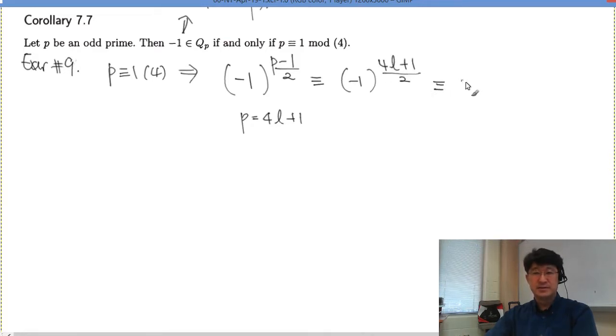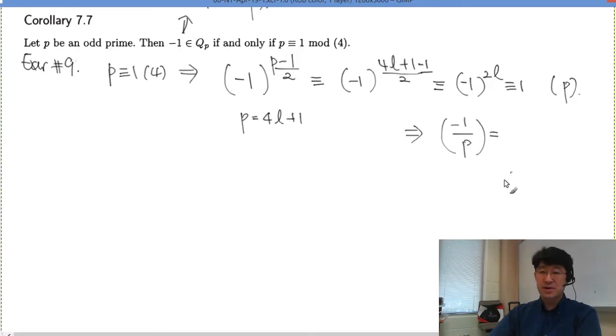I see. No. Sweet. All right. So, negative 1 over p. What's the value assigned to this Legendre symbol? 1. All right. That's one side of the proof. Let's try the other one.